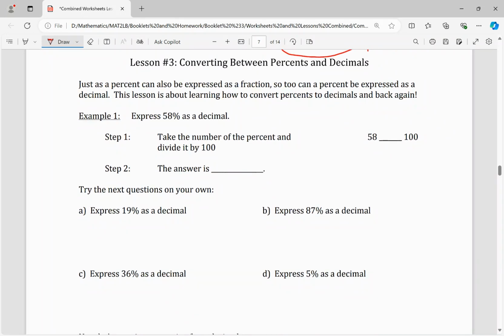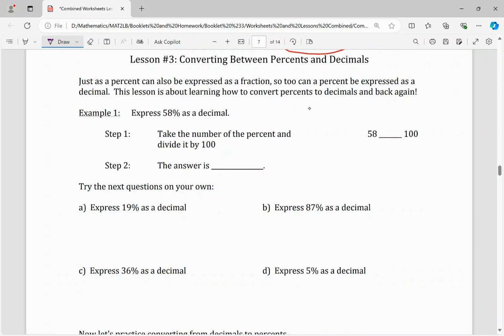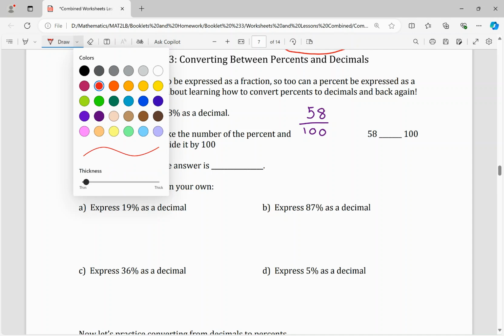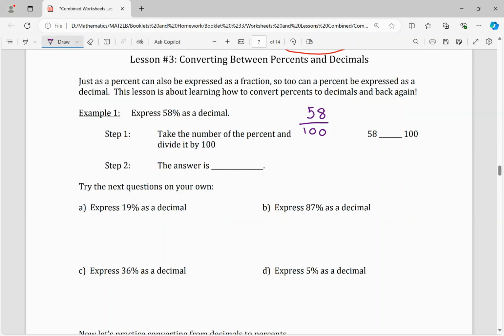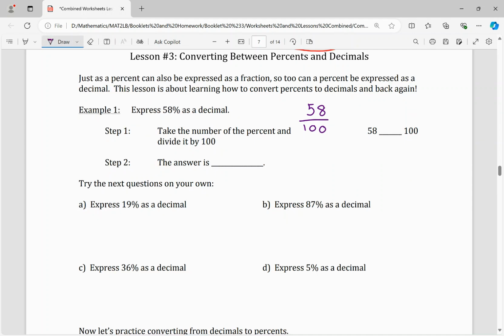Express 58% as a decimal. Now, we all know that another way to represent 58% is 58 over 100. And that's exactly what we're going to input into our calculator. Please remember that a fraction is just another way to write division. This fraction is the same thing as 58 divided by 100. If you plug 58 divided by 100 into your calculator, you will get 0.58.